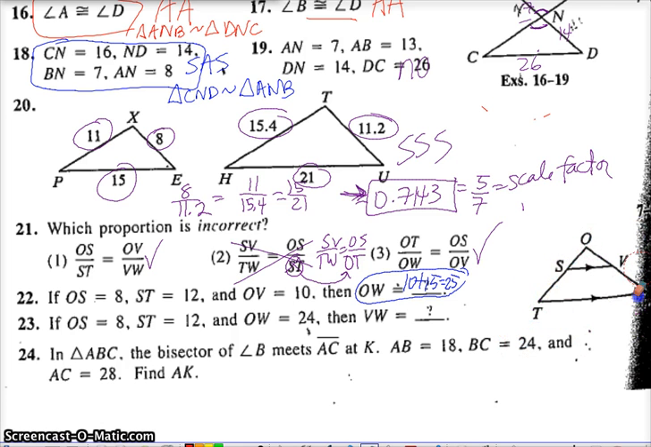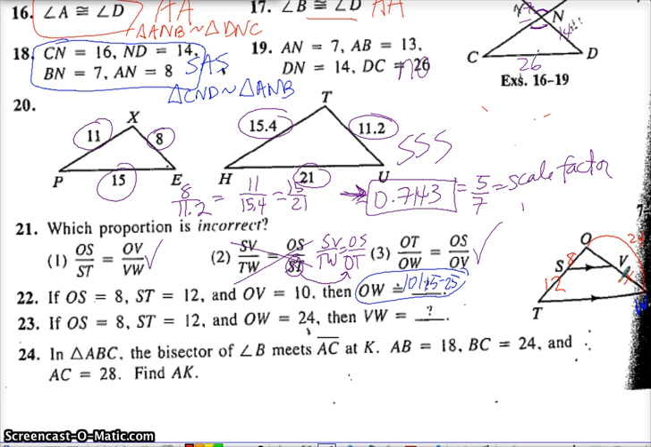Okay, sorry, I've got to erase. Okay, this is a W to remind me. Let's look at 23. 23 says, if OS is 8 and ST is 12, OW is 24, then find VW.